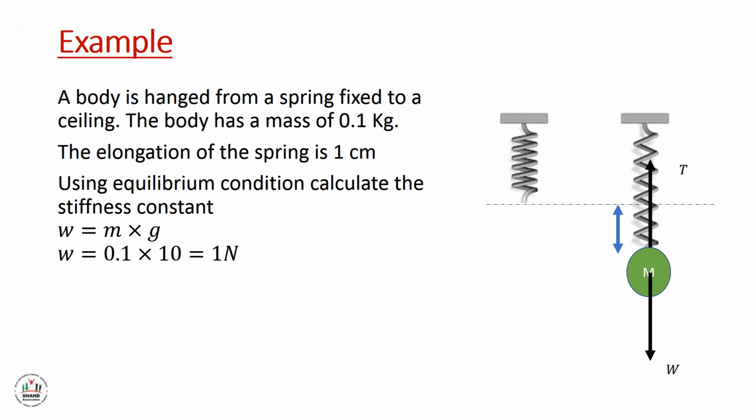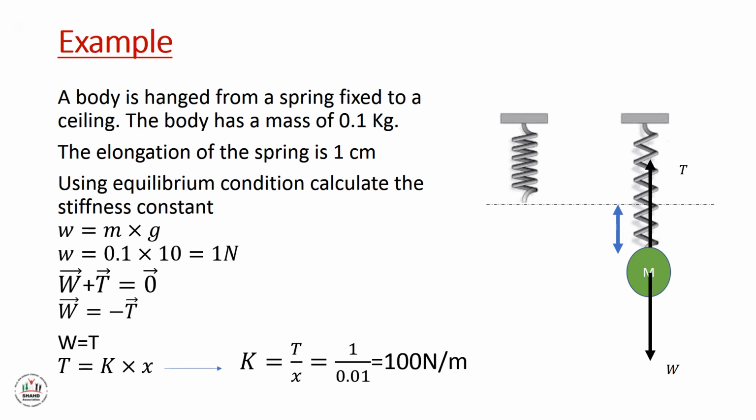Now we apply the equilibrium condition. W vector plus T vector should be equal to 0 vector. If we take T to the other side, we get W vector is equal to minus T vector. As a magnitude, we write W is equal to T, which is equal to 1 Newton. Now we apply Hooke's law, so T is equal to K times X. So K is equal to T divided by X, which is 1 Newton divided by 0.01 meters, we get 100 Newton per meter.